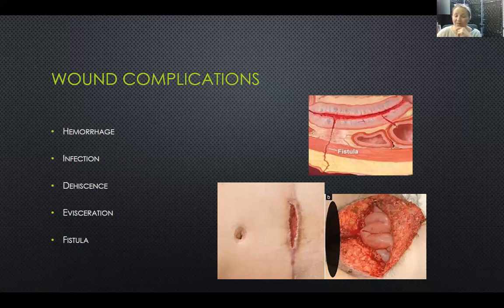Because remember, infection is going to start off that inflammatory process. So you'll see those localized signs of inflammation that are because of that infection. And then you may see systemic things like an increased white blood cell count, and you may have a delay in wound healing.